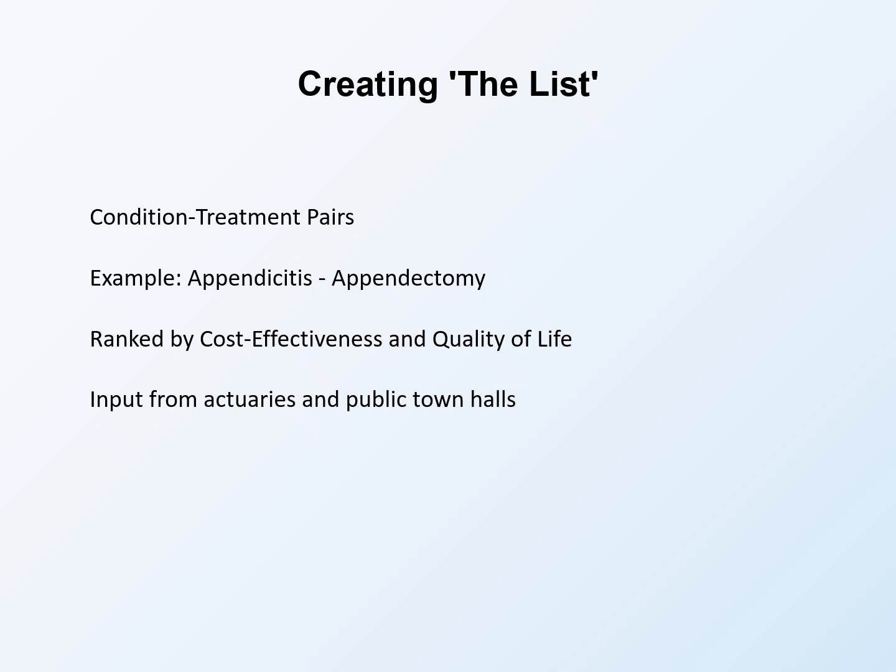They ranked these pairs. They used actuaries to determine cost-effectiveness, but they also held town halls across the state to ask citizens what they valued. Did the public value life extension over pain relief? Did they value mobility over mental health? They tried to bake community values into the math.